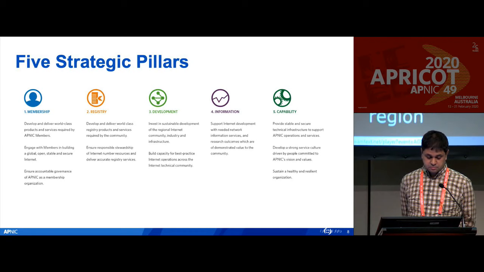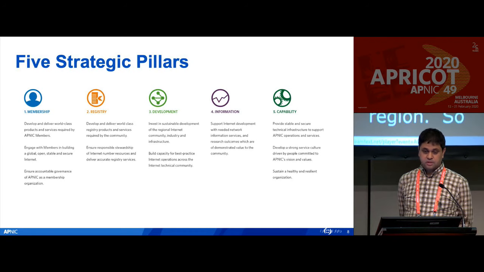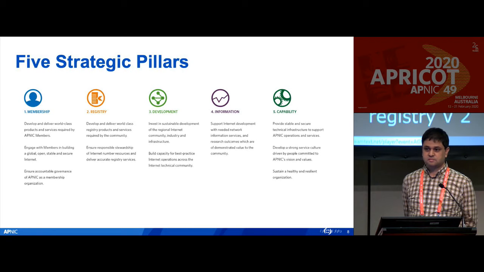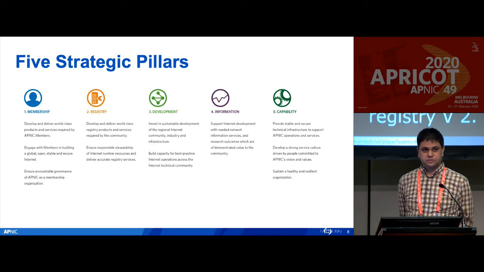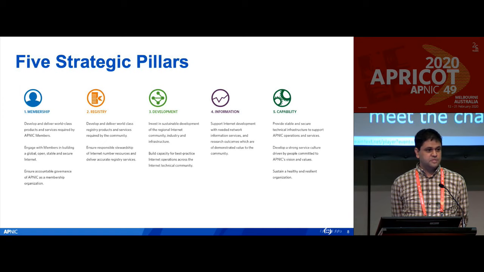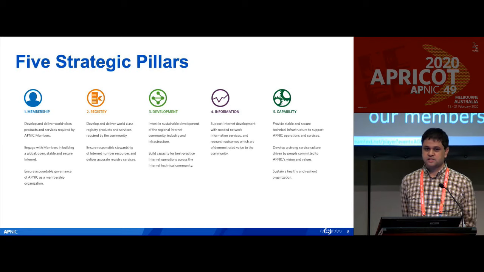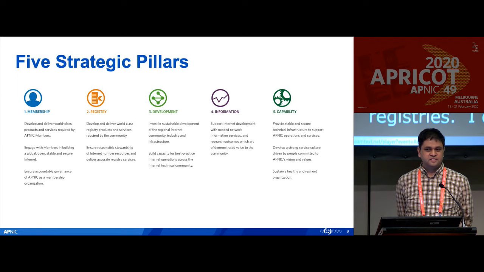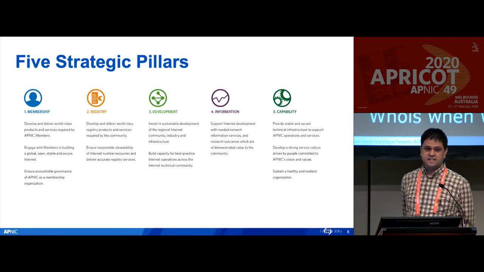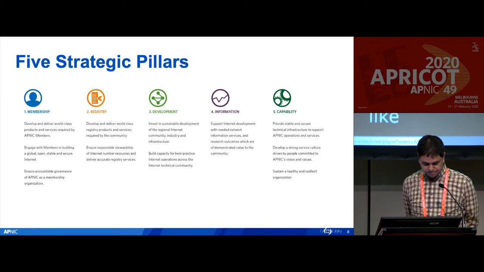So, develop and deliver a world-class registry product. Sometimes I refer to it as registry V2. That product will be able to meet the changing ways in which network operators and our members access the information from our registries. I don't think we can still say "go do a WHOIS" when we need those products to support things like APIs and automated pull and push of data.